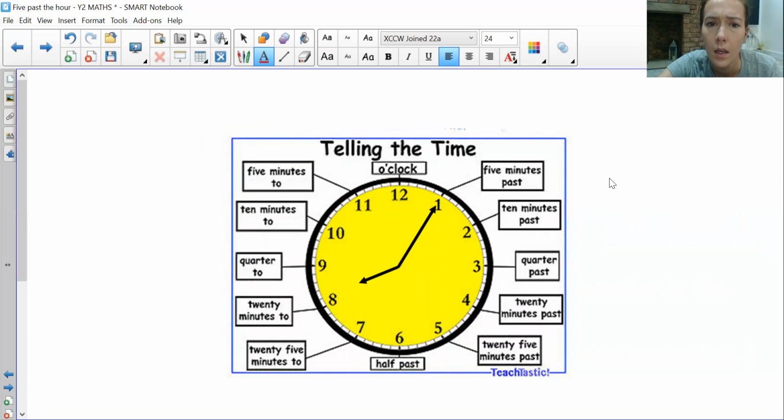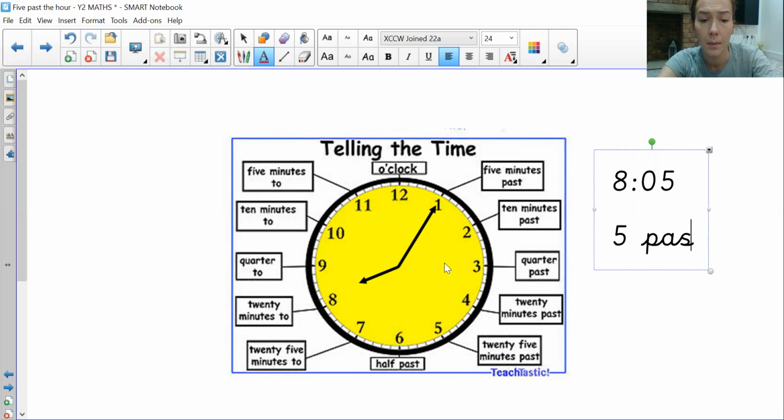Right, I think I've got 1 or 2 more examples of this. Let's have a look together. Right, so the hour hand again has moved, as has the minute hand, so a completely different time. And we have got the long minute hand on the 5 minutes past, and the short hour hand is pretty much on the 8. So we have got 8:05, 5 minutes past 8, or 5 past 8. Can write it either way, but obviously that's your digital time.